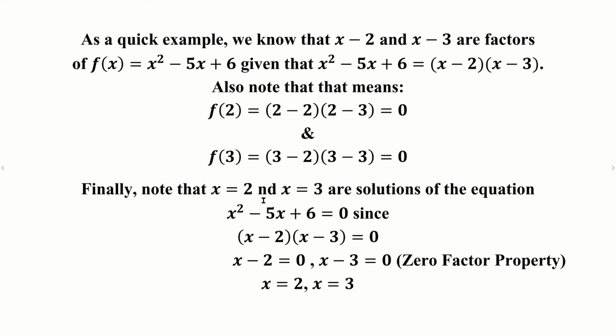Finally, note that x equals 2 and x equals 3 are solutions of the equation x squared minus 5x plus 6 equals 0, since you have quantity x minus 2 times quantity x minus 3 equals 0. Now we apply the zero factor property, which says either x minus 2 is 0 or x minus 3 equals 0. So x can be either 2 or 3. These three concepts go hand in hand, as you can see in this simple example from algebra.